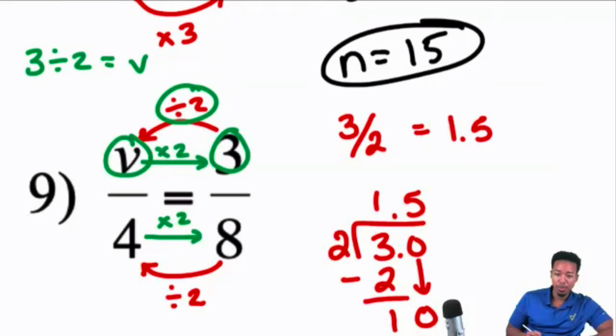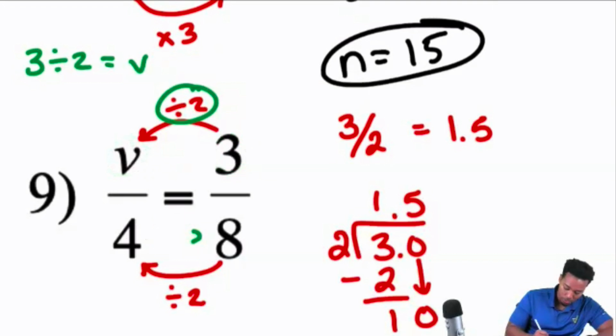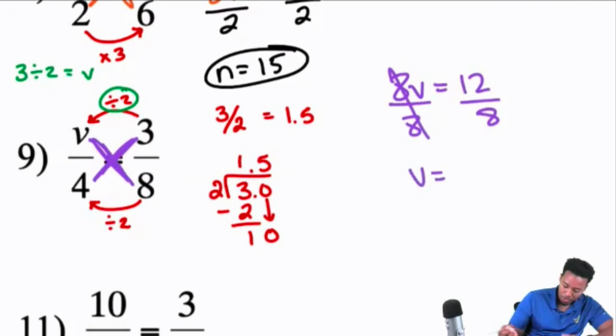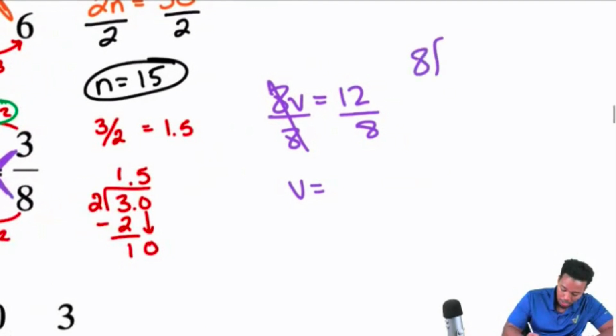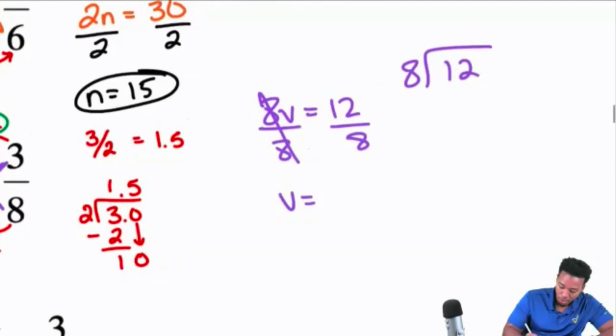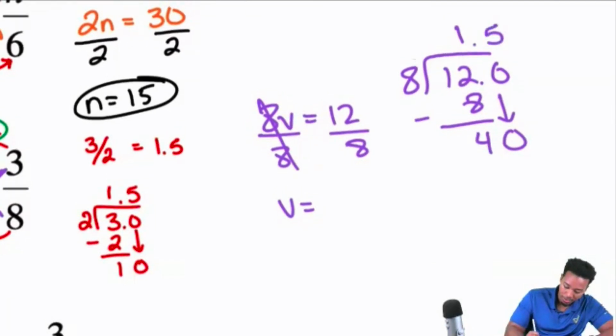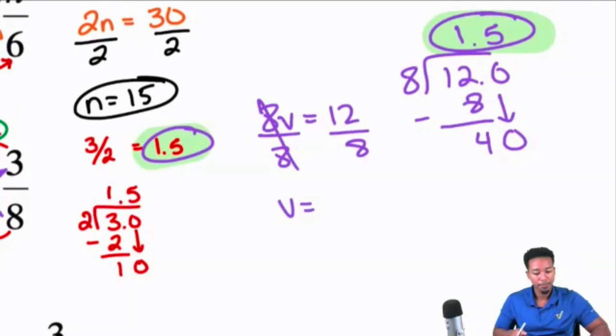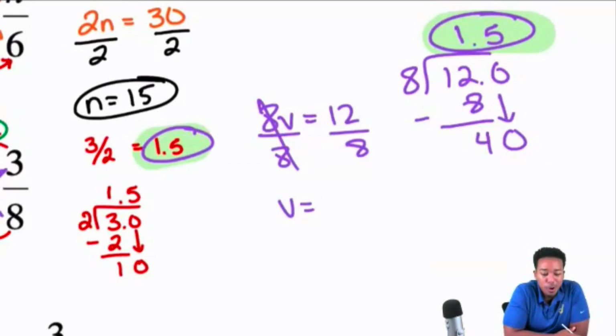Someone just asked me if I could go ahead and do the cross multiplication and division. Cross multiplication here would give you 8V equals 12. Divide both sides by 8, and that gives you V equals whatever 12 divided by 8 is. 8 goes into 12 once. Bring that decimal down, bring that 0 down. 8 goes into 40 5 times. So 1.5, same answer. Hopefully that makes a little more sense.